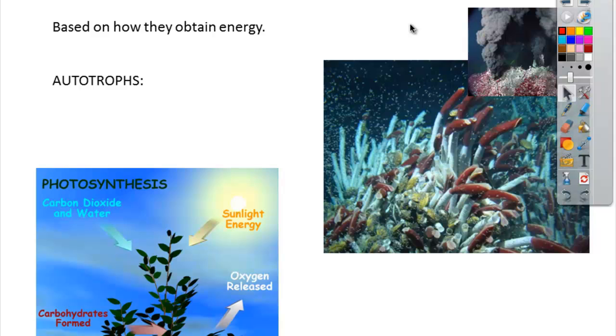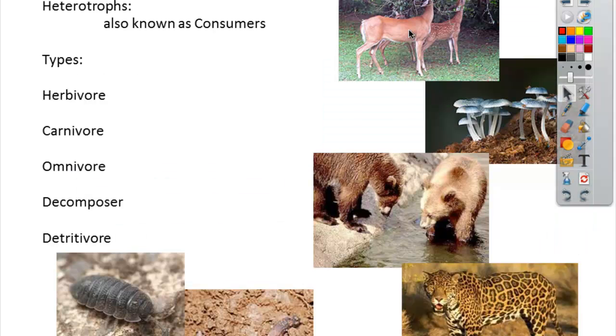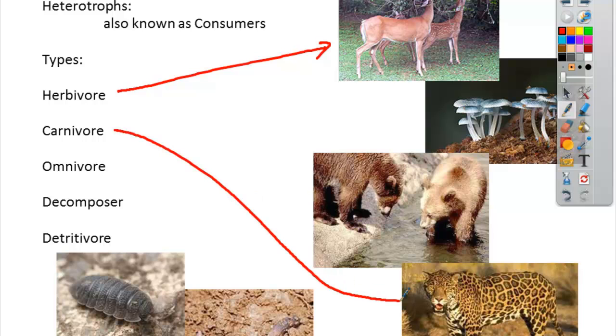Moving right along. Once you get through the autotrophs, then you have to go into the heterotrophs. Heterotrophs can't make their own energy. They have to consume it from something else and get their energy from something else. These you hopefully heard of before. Herbivores are organisms that eat plants and get their energy from the plants. Carnivores are meat eaters. They get their energy from eating prey. Omnivores eat both plants and animals. Bears are great omnivores, where they eat both plants and animals.